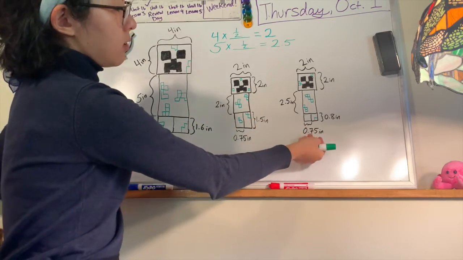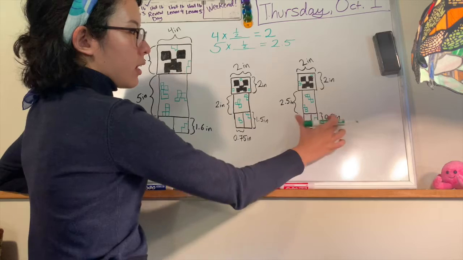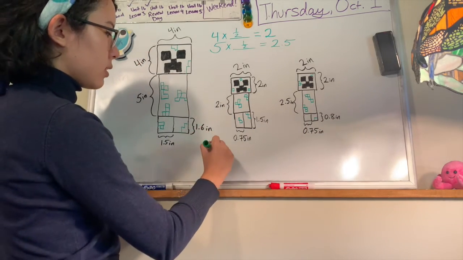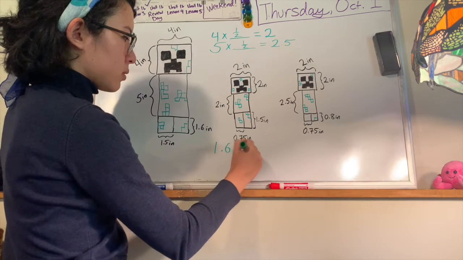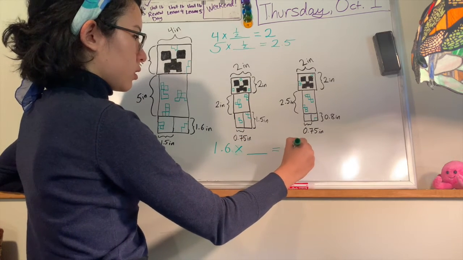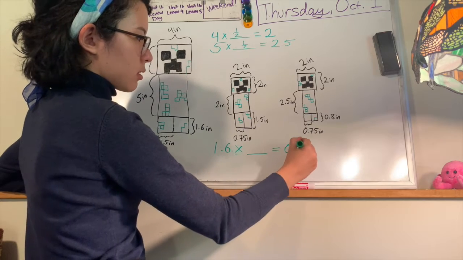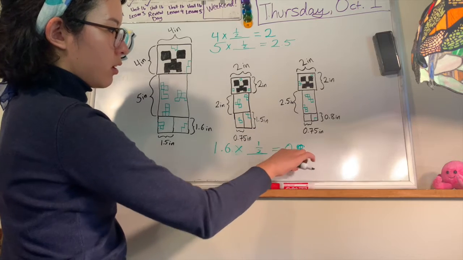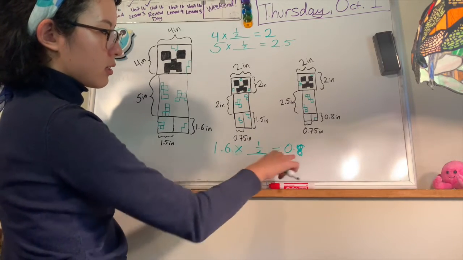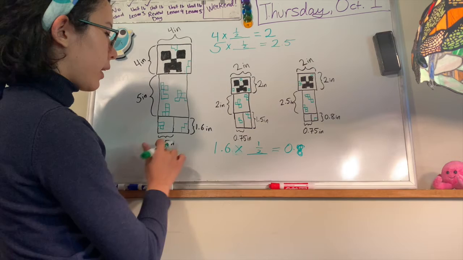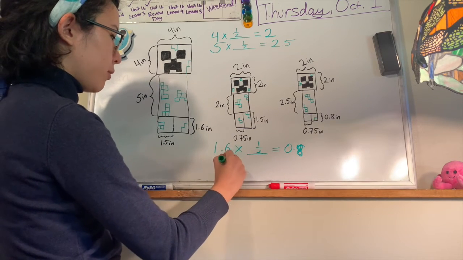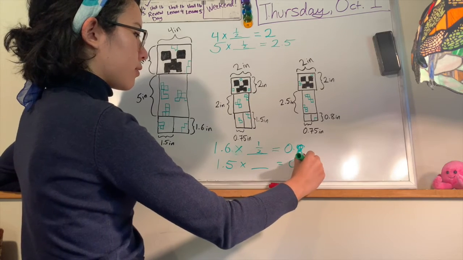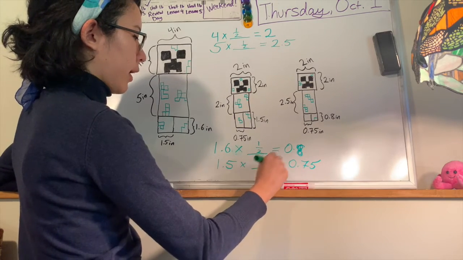But let's look at this guy's feet. So they've got a height of 1.6 inches and a width of 1.5 inches. And then the height over here is 0.8, so I'm going to do 1.6 times what equals 0.8. Well, 1.6 times 1/2 equals 0.8, right? 1/2 of 1.6 is 0.8. And then that last measurement, 1.5 times what equals 0.75. And again, we get the answer of 1/2.